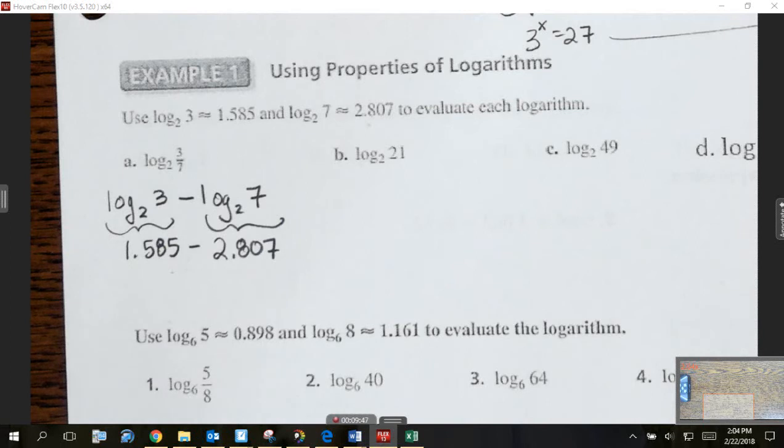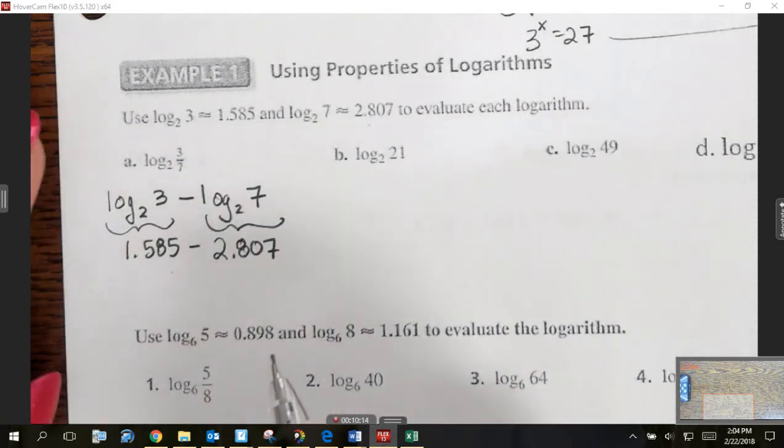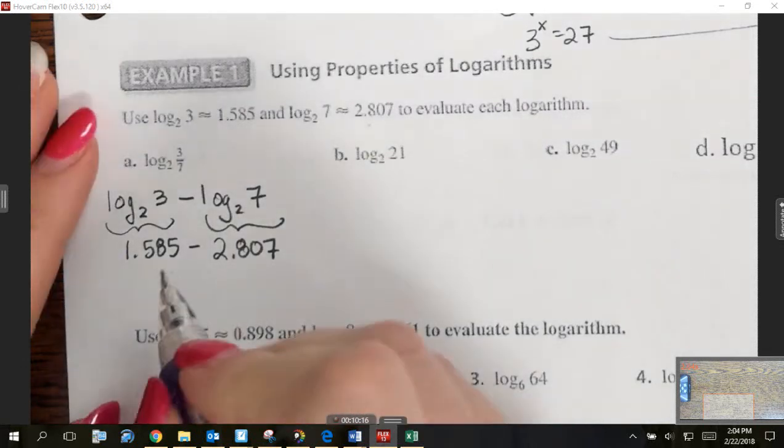You know how to do this already. This should be really easy. How do I find the answer of 1.585 minus 2.807? Is it going to be negative or positive? Negative. That's good.